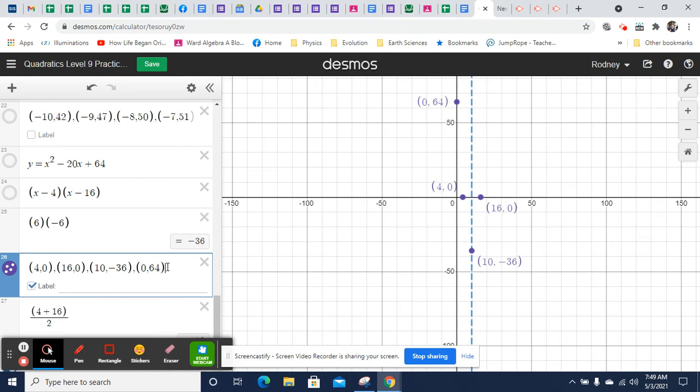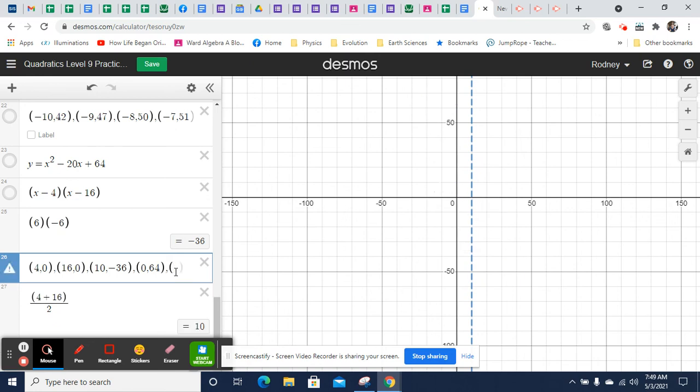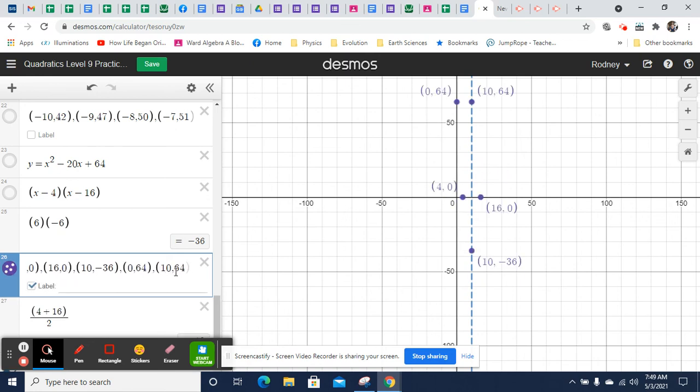Now, what about that mirror point? Well, the mirror point is going to be on the other side of this axis of symmetry, the other side of the middle of the parabola. The middle of the parabola is 10 over, so I need to go 2 times 10, so 20 over from 0, and the y value will be the same. So instead of (10, 64), which puts me in the middle, I need to make it 2 times 10 or (20, 64). And now I have plotted 5 key points that would allow me to graph my parabola.